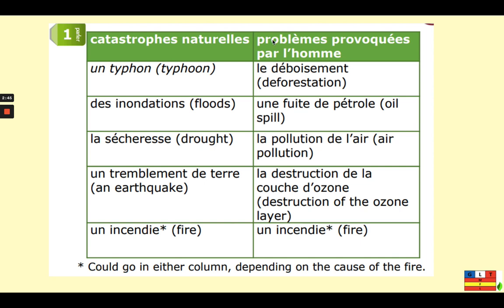Okay, so on the problème provoqué par l'homme, we've got le déboisement, un fuite de pétrole, la pollution de l'air, la destruction de la couche d'ozone, and un incendie, which I explained over there. Okay, so mark all of those, write down the English as well if you haven't got those, or correct it with your purple pen. Pause the video here if you need more time, because I'm going to move on.